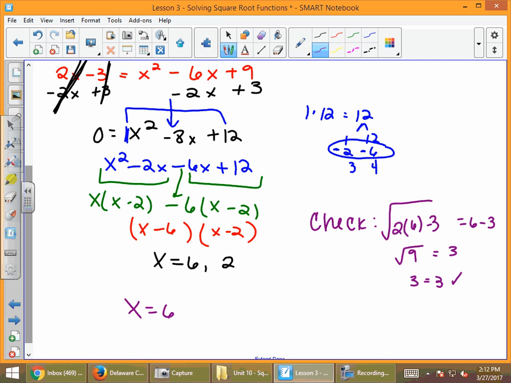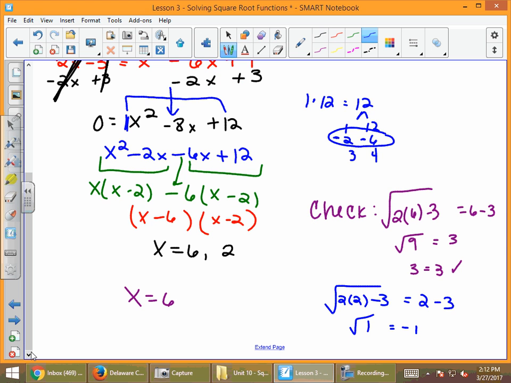Well, let's check 2. You have 2 answers. But sometimes both can be right, both can be wrong, one can be wrong. It all depends. So go ahead and take 2, plug it in. So underneath the radical, 2 times 2 minus 3 is what? 1. And 2 minus 3 is negative 1. Ooh, the square root of 1 is?